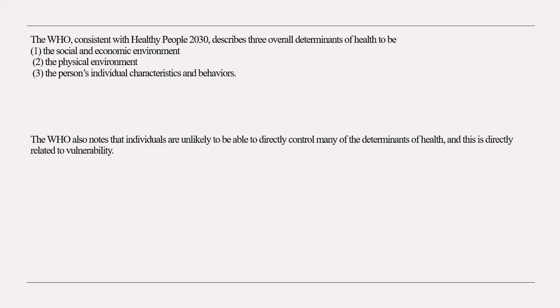The World Health Organization guidelines are consistent with Healthy People 2030. They have 3 overall determinants of health. They look at the physical environment, the person's individual characteristics and behaviors, and then the social and economic environment.